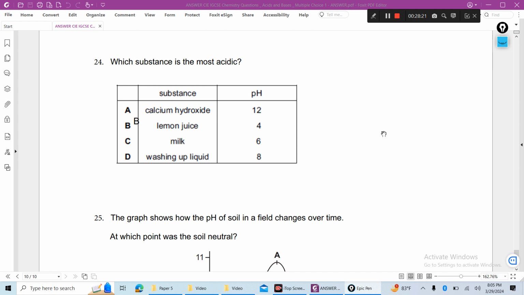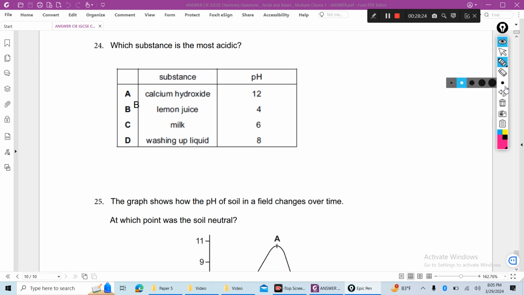Next, 24, which substance is the most acidic? Most acidic means the pH is very low. So B, lemon juice, is most acidic, and the others are pH 6, 8, 12. 12 is more alkaline, so the very low pH, 4, means most acidic. Acid has lower pH, alkali has higher pH.